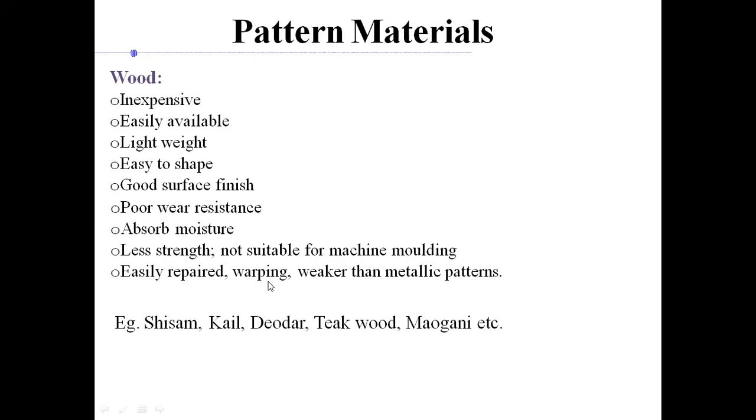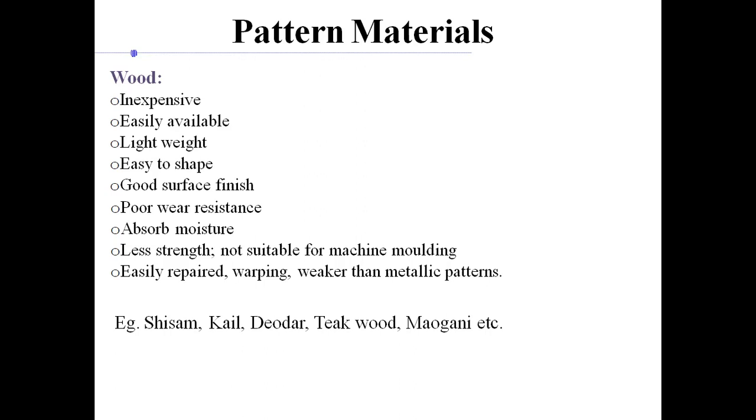Another thing is, it is easily repaired, and warping is weaker than in metallic patterns, right? So it is quite easy to repair, because metals, as opposed to wood, require it to be taken to a machine and machined, and all those things. And it is weaker than metallic patterns, as we have discussed, right?